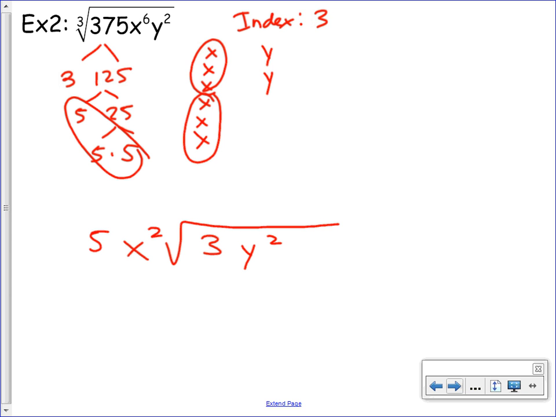squared. Don't forget the cube root there. Don't forget the cube. That'll probably be the biggest mistake, because you left the index out of it.